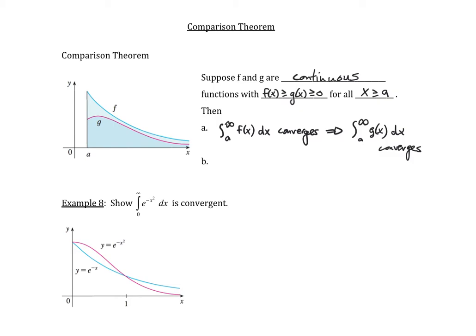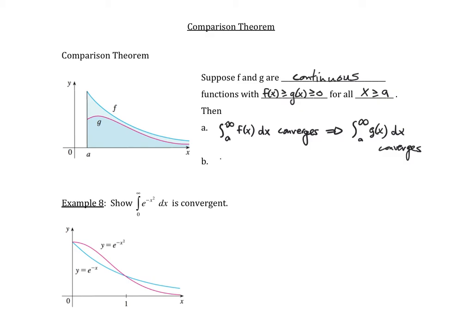If we take a look at this picture on the left again, we're basically saying that the area under f, this whole area here, is finite. And because the area under g is actually smaller, that means that the area under g also needs to be finite. All right? So let's look at the other case.